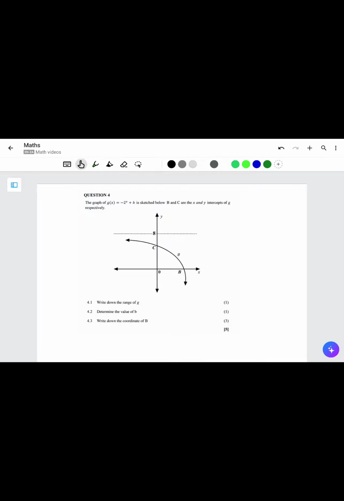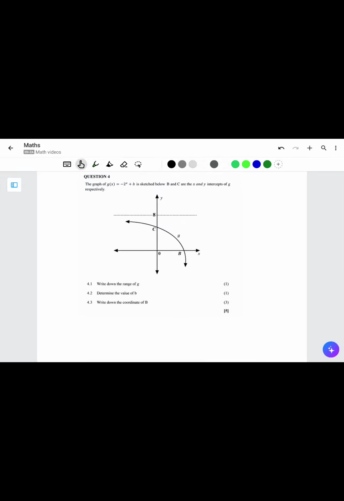Right, let's look at the first question here. It says write down the range of g. And we can quite clearly see if we look at it here that, 4.1, y is less than, so we're going to first have to work this out. Apologies, I see there that they did give this over here. Okay, so that is it.